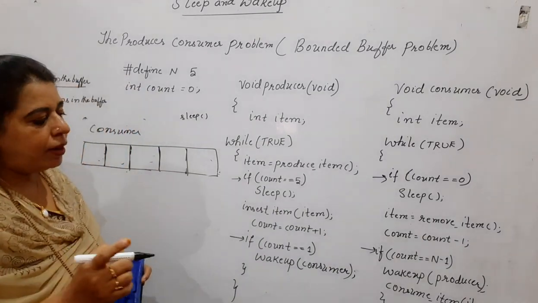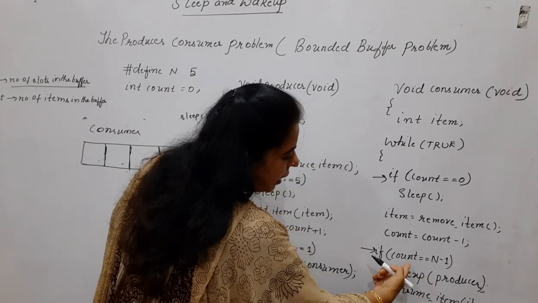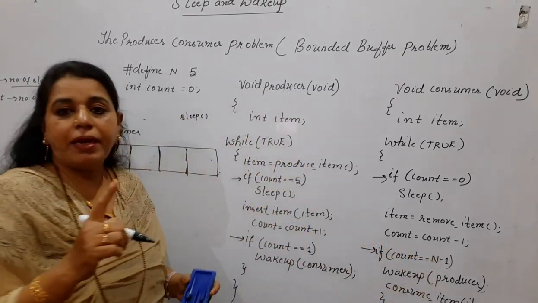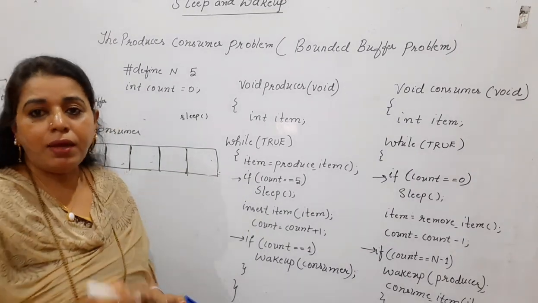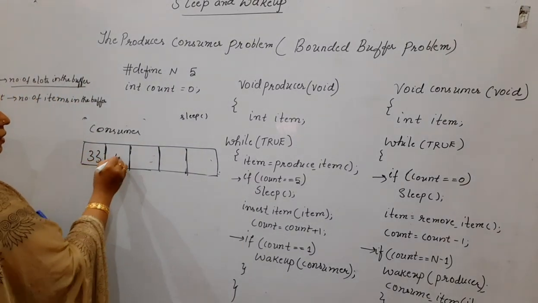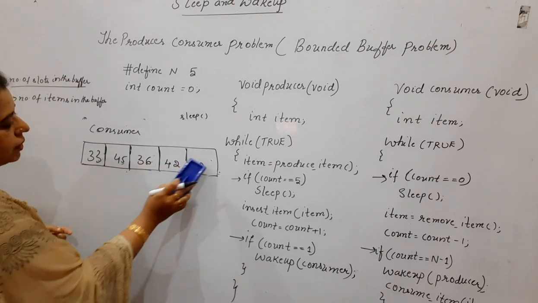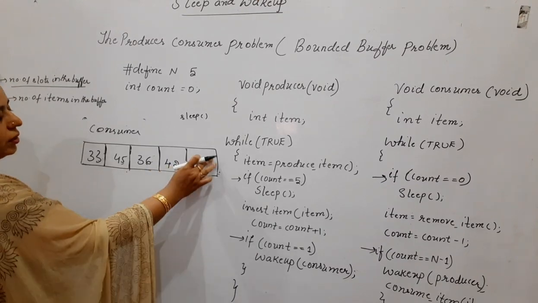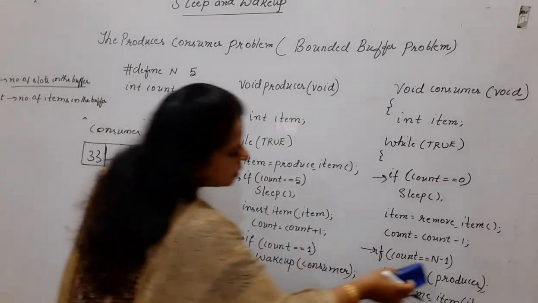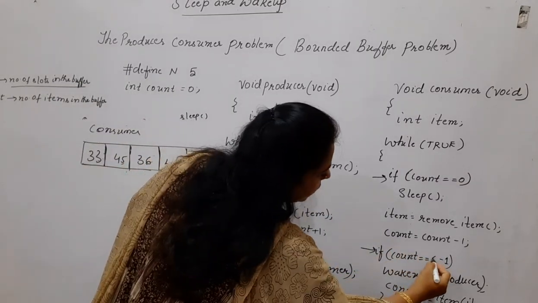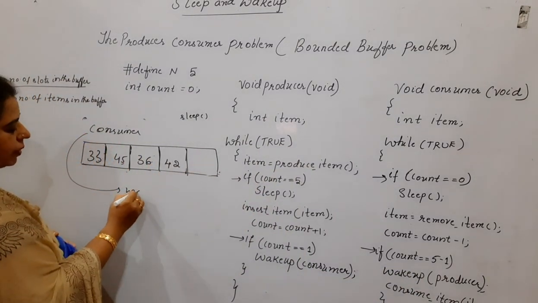And the job of the consumer is to wake up the producer also. When does the consumer wake up the producer? When count is equal to n minus 1. Once it consumes one item out of the 5, immediately it will wake up the producer. Let us see that situation also. Suppose these were the items, and the consumer has consumed one item. That time this condition, if count equal to n minus 1, n is 5 here, 5 minus 1 is 4. When this becomes 4, immediately the job of the consumer is to wake up the producer.